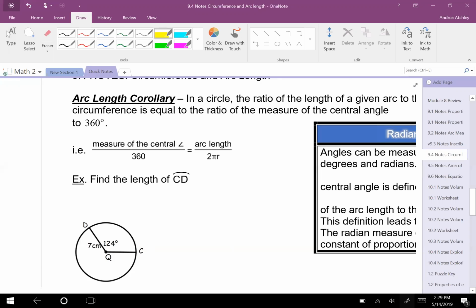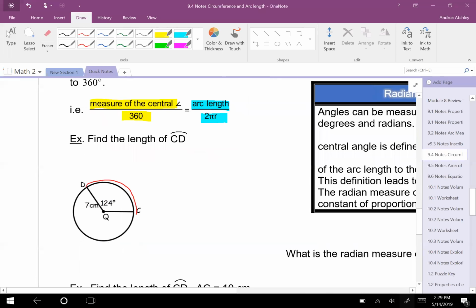So here's your formula that you need to know. If I measure the central angle and divide it by 360, that's like my ratio, my scale factor kind of thing we deal with in similar figures. That's going to be me comparing the arc length, this distance from here to here, to the whole circle, which is the circumference of 2 pi r. So those are my two ratios that I'm going to make a proportion out of.